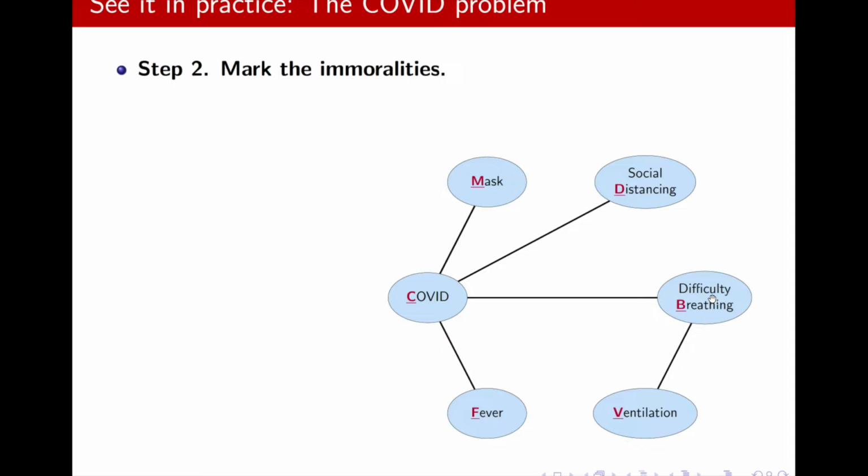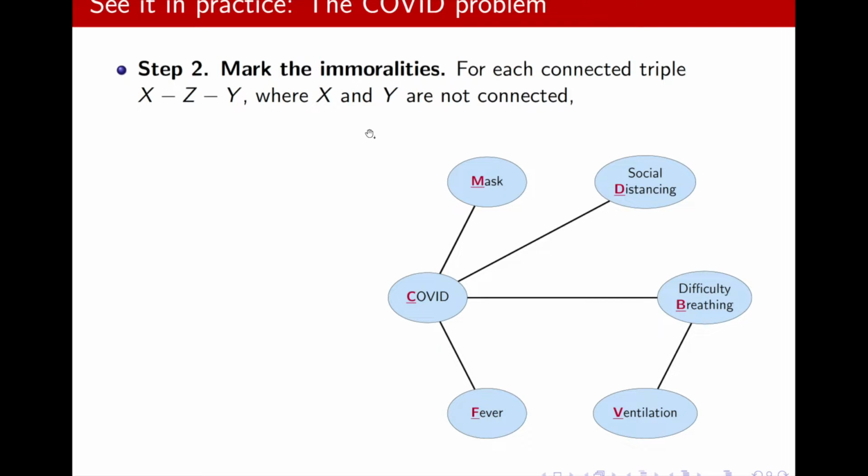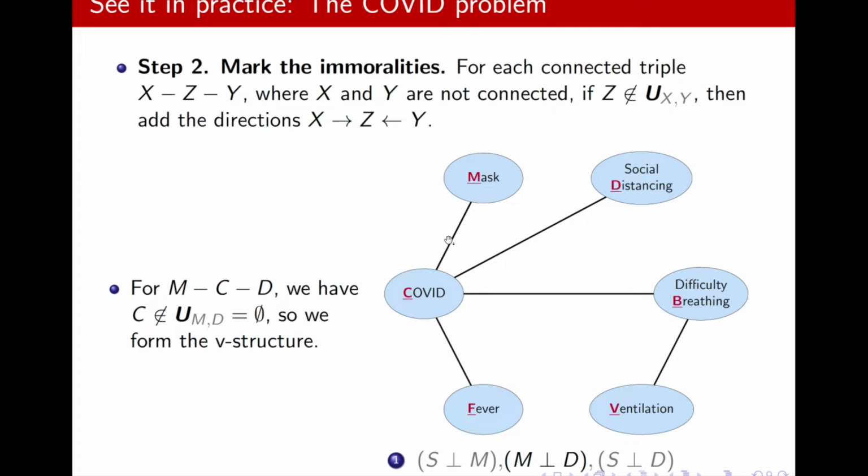I had this graph. Now I want to take the second step and try to direct the links. Well, for each connected triple XZY where X and Y are not connected, we know that if Z does not belong to the U that made X and Y conditionally independent, that's why I'm putting X and Y in gray here, then we will add the directions X, Z, Y. We'll make it a V structure. So I need to check for every triple that can potentially be an immorality and see if I should direct them so that they become an immorality or not. Here, for example, I see MCD. Okay, this satisfies the conditions stated here.